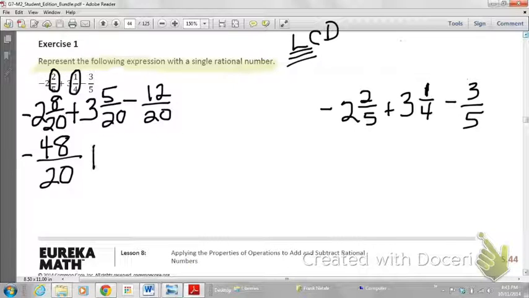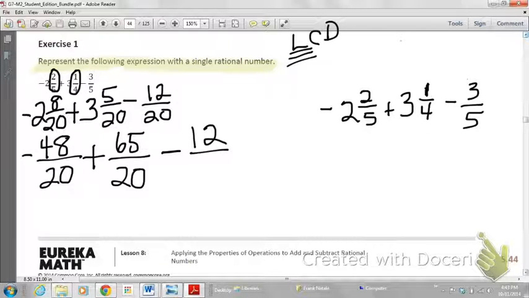Plus we have then 65/20ths. And I think you probably know how I'm doing this. Hopefully you do. 2 20ths equals 40/20ths plus another 8. That's where I got my 48/20ths. 3 wholes made of 20ths is 60/20ths, plus another 5 is 65/20ths. And then here we have 12/20ths. We need to do nothing, so we have no mixed number to mess with.